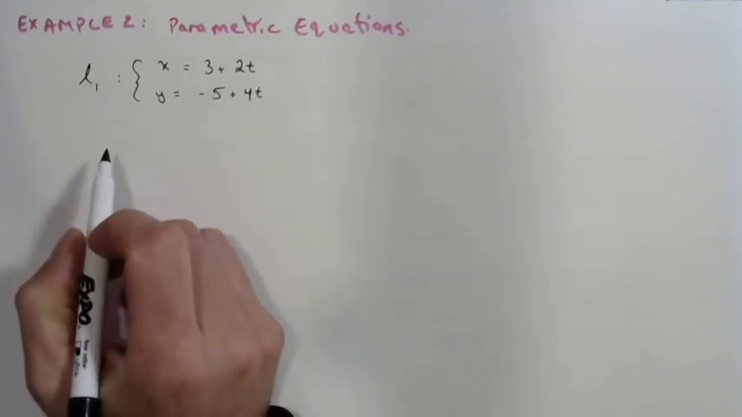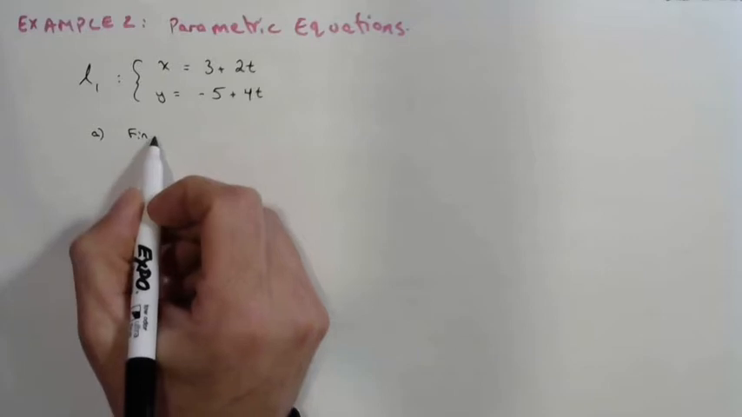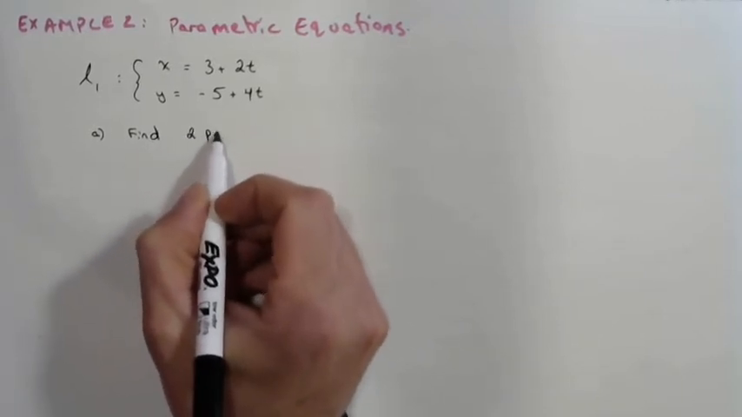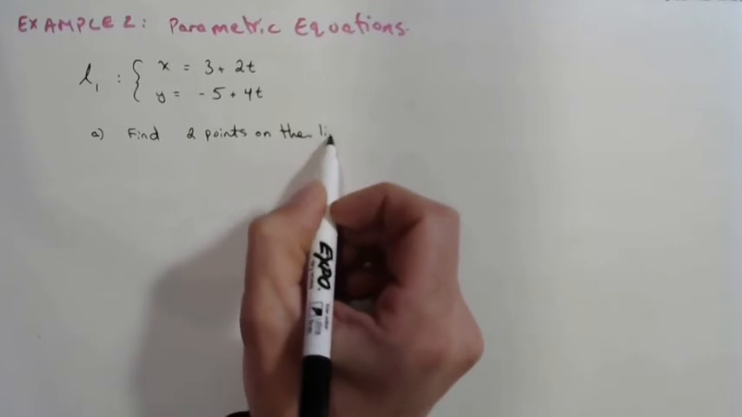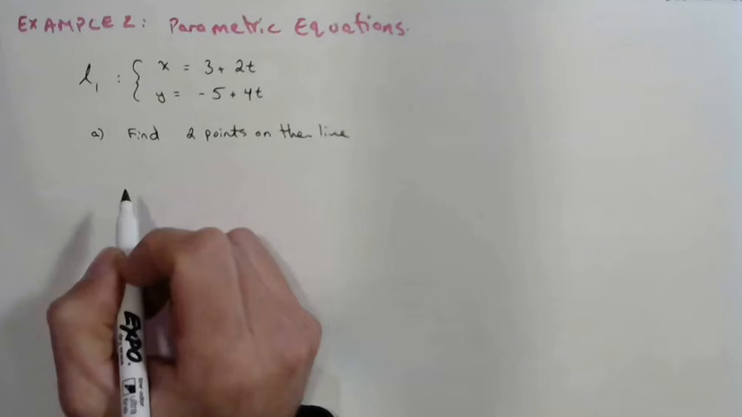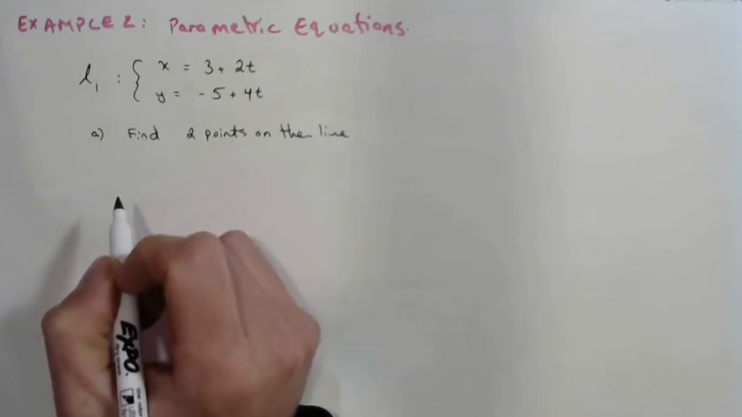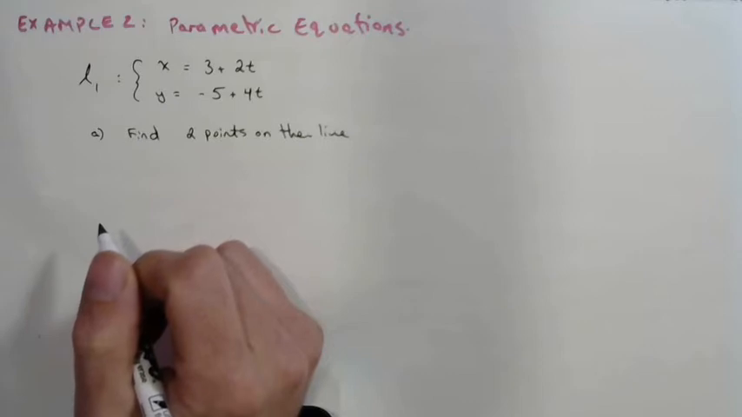Here we go. We are going to find 2 points on the line. Then we are going to write a vector equation of the line, then a scalar equation of the line, and then we're going to be given another line and determine whether or not the 2 are parallel.